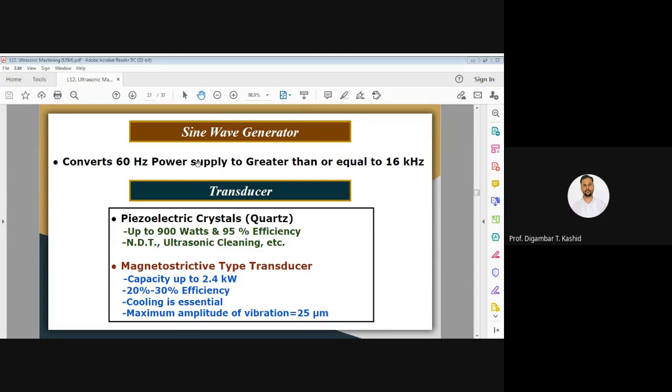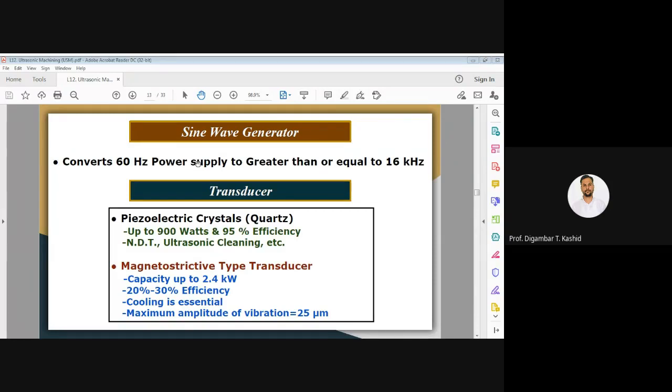It has a capacity of up to 2.4 kilowatts. But as I have already mentioned, the efficiency is very low, 20% to 30%. In the case of this magnetostrictive type transducer, you always require cooling, so it becomes essential. Also, the maximum amplitude of vibration you can obtain with this magnetostrictive type is up to 25 micron.